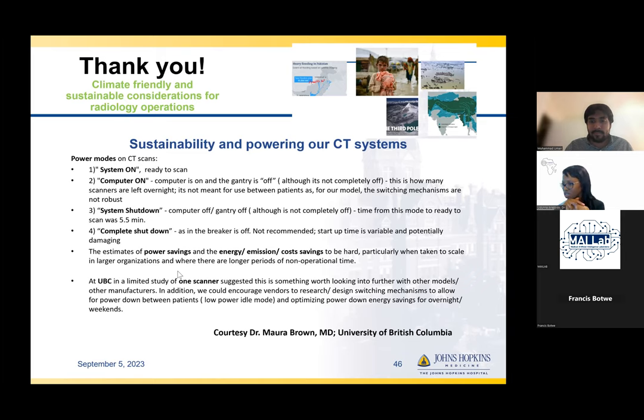Oh wait, there is one question. This is from Chidoyen Kibet. Is it possible to obtain the peak flow velocities? And if yes, does it correlate with echo measurements?